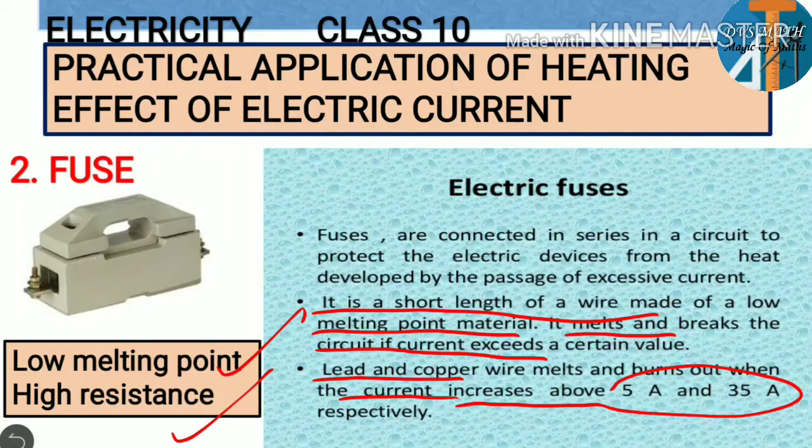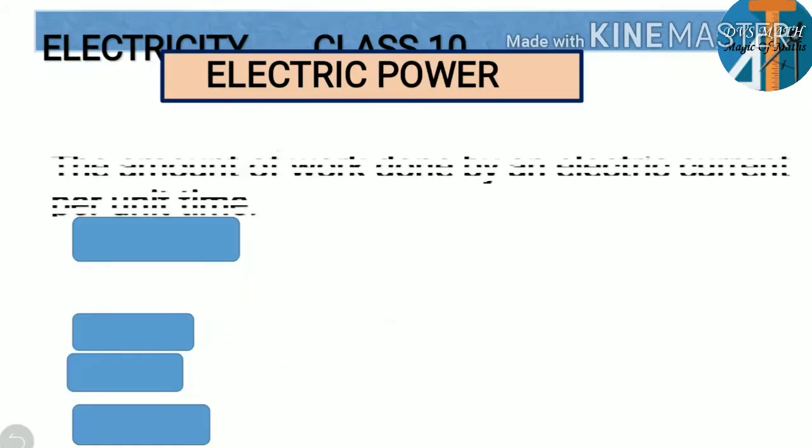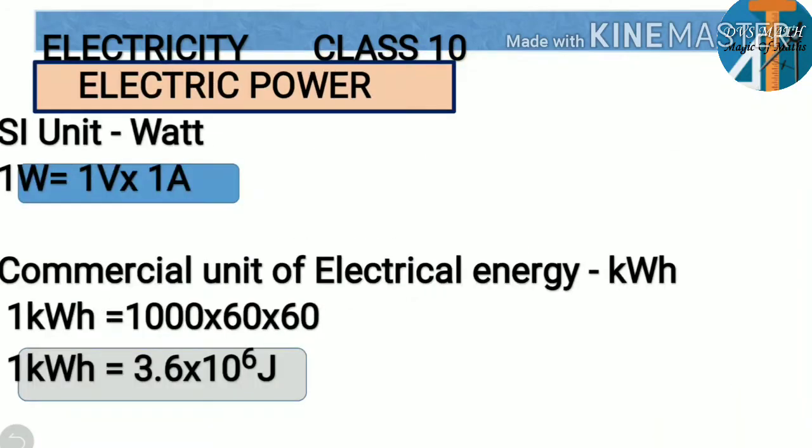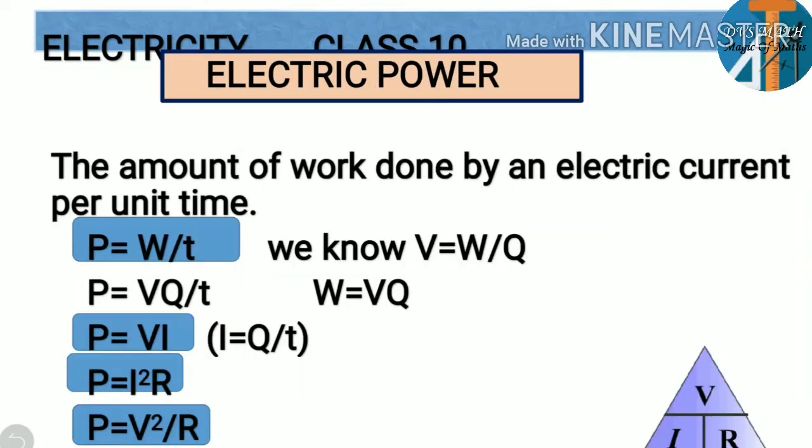So in the bulb it is low resistance, high melting point. In the fuse it is high resistance, low melting point. There we are using tungsten as a material, here we are using lead as a material. Clear? Next, we are going for the next topic, that is electrical power. This is the last concept in this lesson.